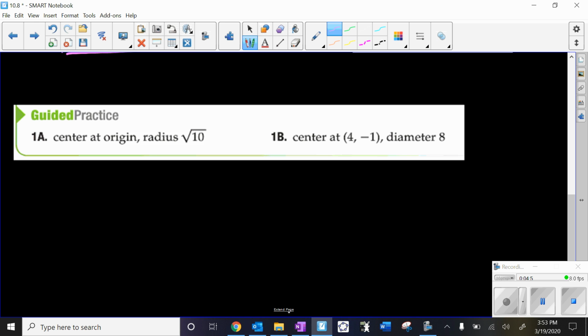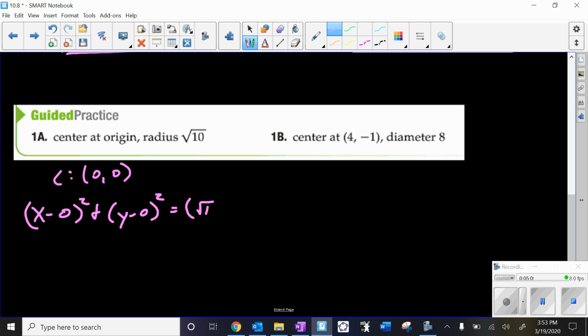If I say the center is at the origin, that is located at 0, 0. So that means I'm going to have x minus 0 squared plus y minus 0 squared equals, I'm going to put this in parentheses, the square root of 10 squared. Simplify, x minus 0 is just x squared plus y minus 0 is y squared equals, the square root and square disappear, leaving me with 10.